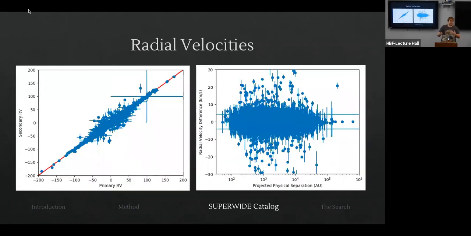Just to prove that this catalog is even better, we took the stars where both components had radial velocities and plotted them here, primary RV versus secondary RV. If they are a real pair, we expect these RVs to be roughly the same, so they should follow this one-to-one line, and most of them do. We also plotted the radial velocity difference, the primary minus the secondary, as a function of physical separation to see if there are any biases or discrepancies. And it looks to be okay.